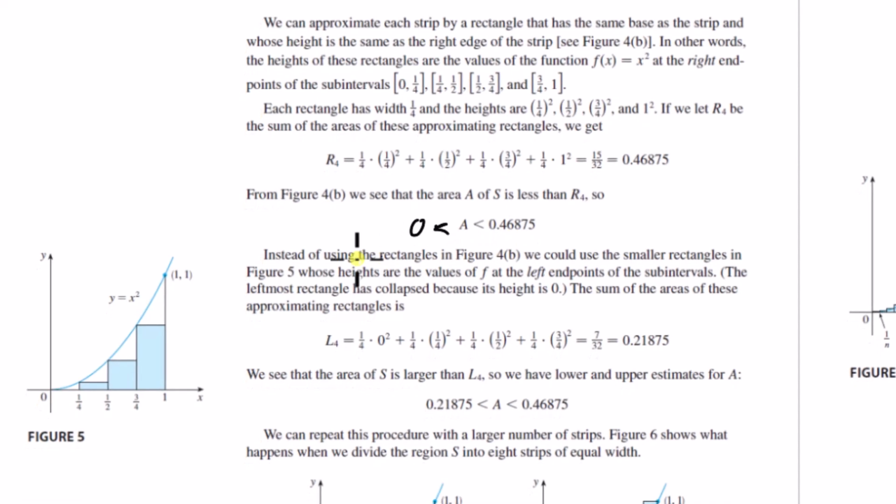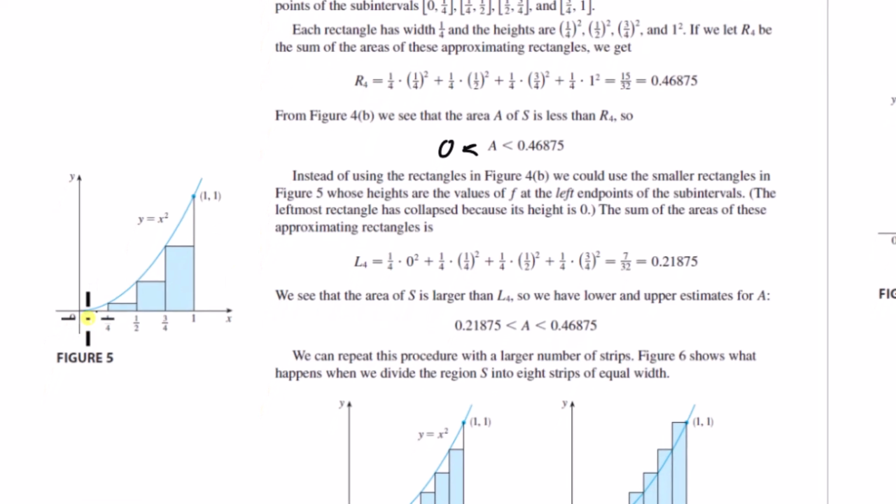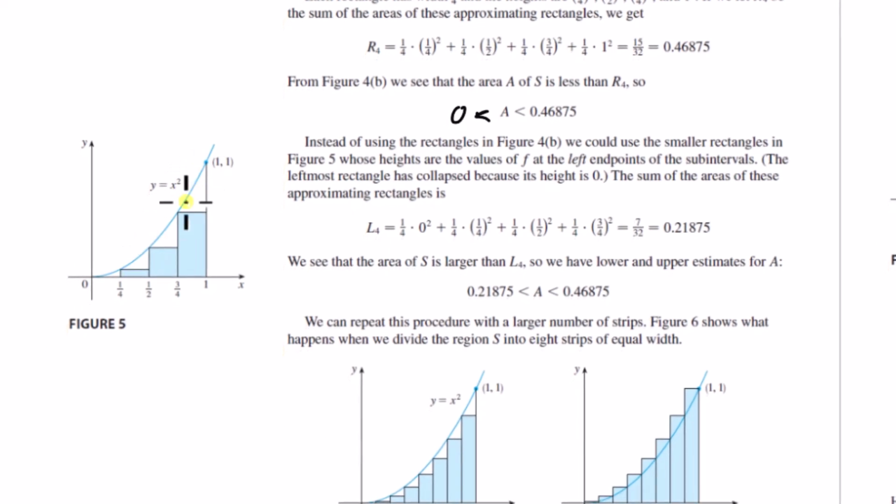Okay, so now what they do next is they determine L sub 4. So all you're doing in this case is you've got the same strips, but now the heights are based on the function evaluated at the left endpoints. So you've got 1/4 times f of 0, which is just 0, so there is no height of this rectangle. Then you've got an interval width of 1/4 times the height of the rectangle, 1/4 squared. So 1/4 times 1/16 plus 1/4 times 1/2 squared. And here's L sub 4.